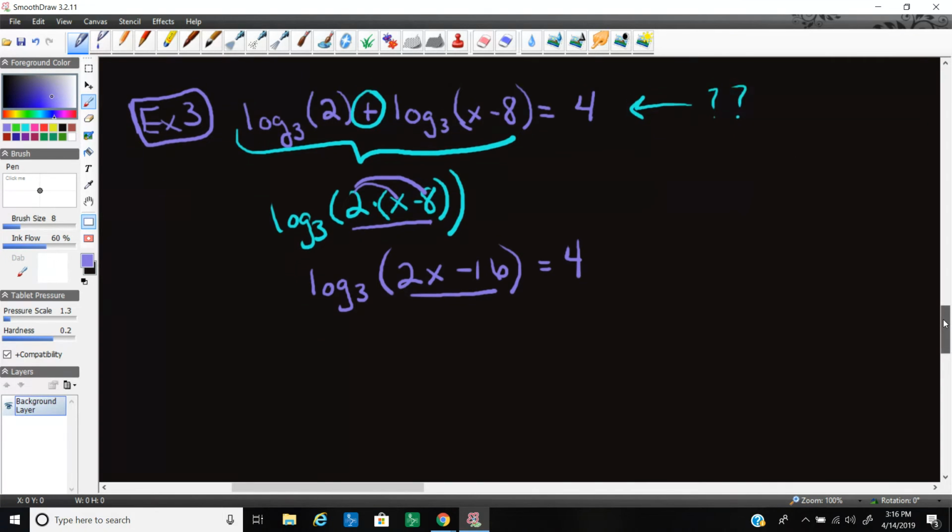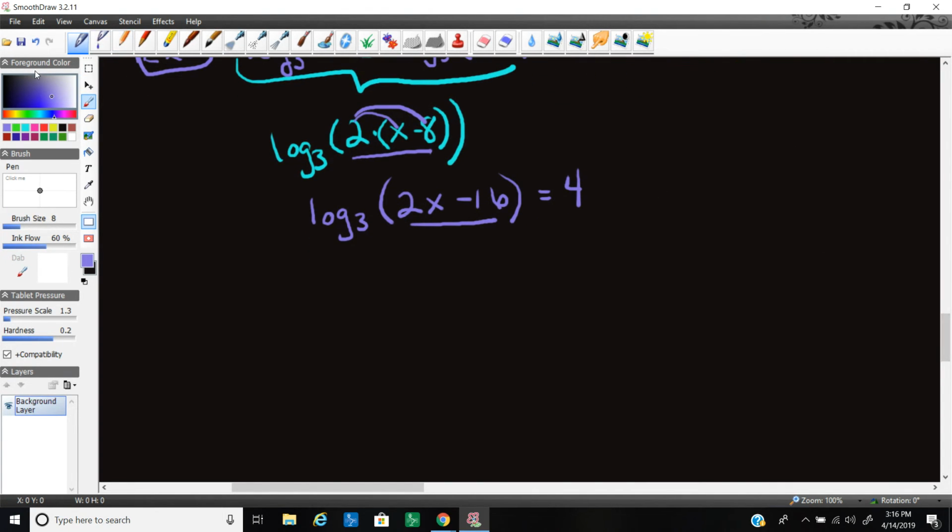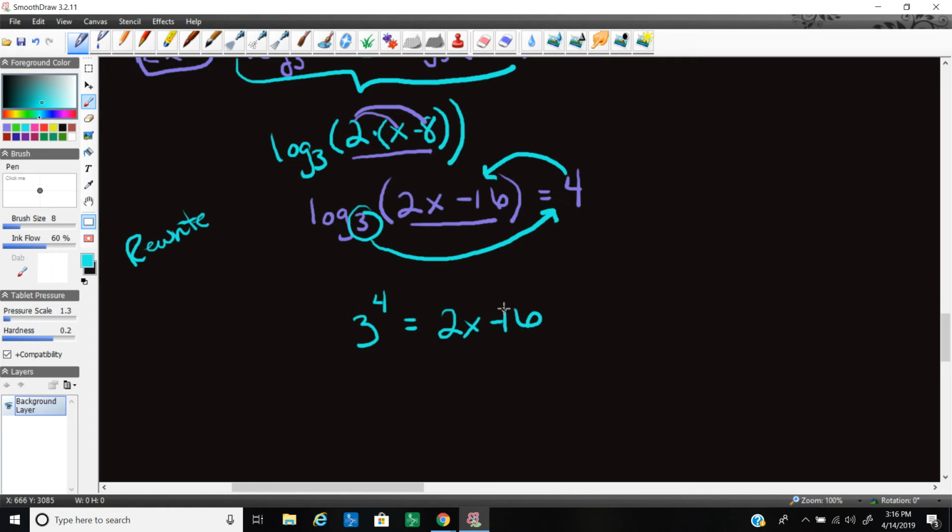Okay, now you have seen this case before. You saw it, I believe, on day 1 when we were rewriting logarithms. If you have a logarithm on one side and not on the other, you're probably going to have to rewrite it as an exponent. Okay, so we're going to rewrite this. The rewrite always starts with the base, so we start with 3. So there's my 3. We come around to the other side, so to the power of 4, and then back around, equal to all this, 2x minus 16. So hopefully you remember that a little bit. If not, it's okay. I'm just reminding you. Remember, this video is more of an application on everything you've learned so far. So it's just putting it all together.